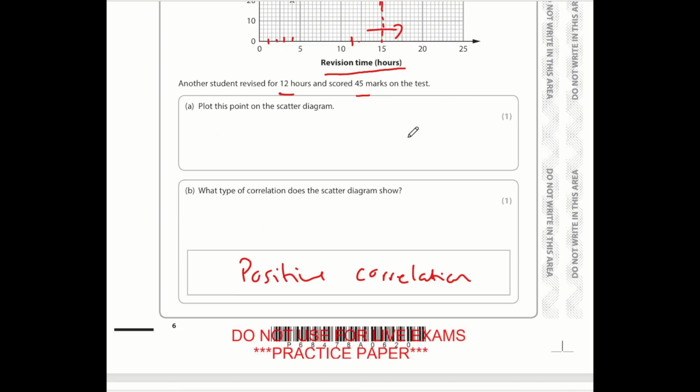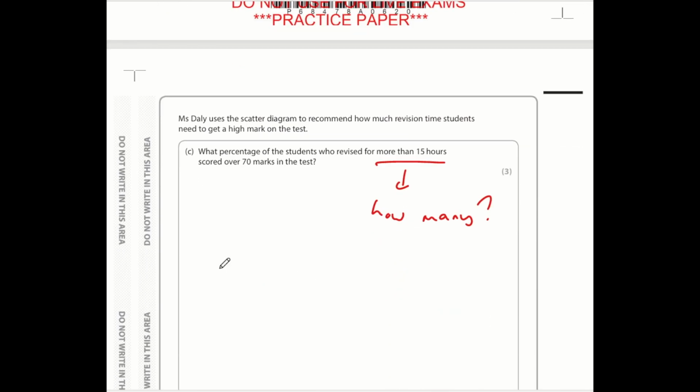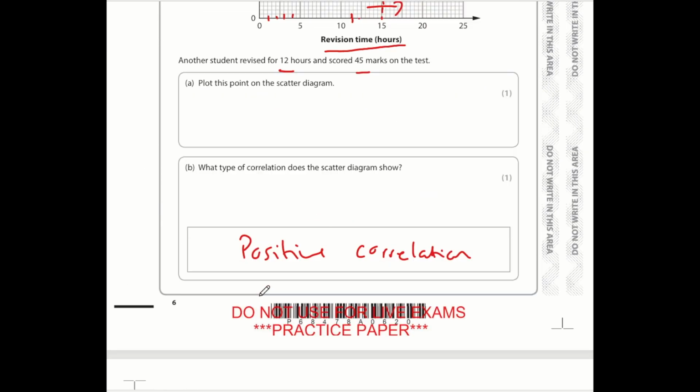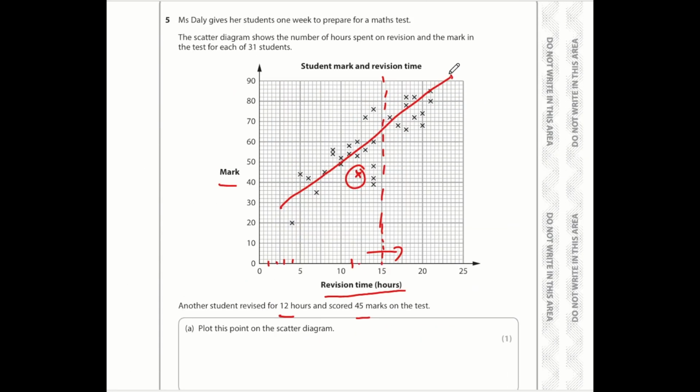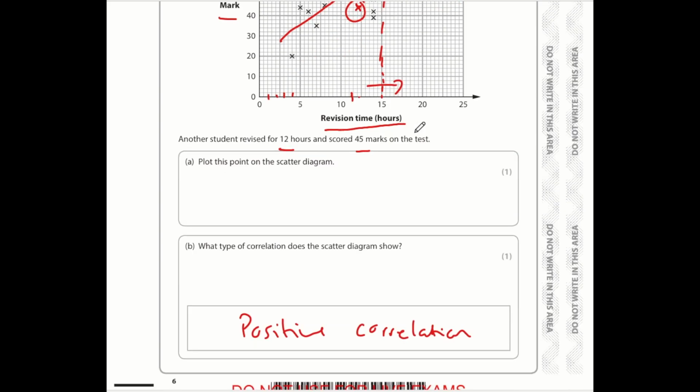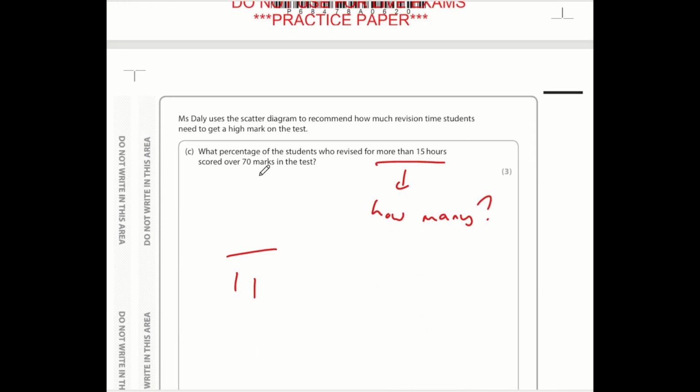Okay, so we've got 11 in total that revised for more than 15 hours, and how many of them scored over 70? So again, we're only interested in this lot here. How many of these got a score that was greater than 70? So how many were above this line? Well, let's just think of it the other way. How many were below the line? Well, 3 were below, so therefore there were 8 above. So 8 out of the 11 scored over 70.